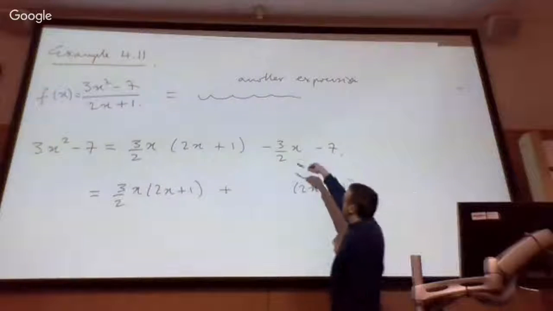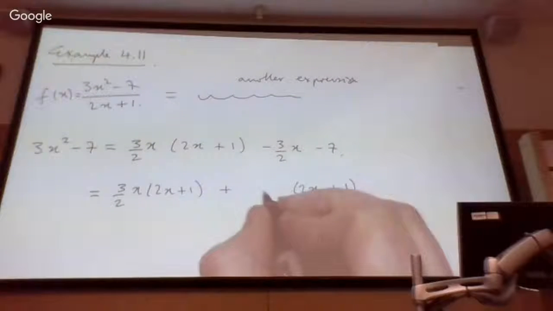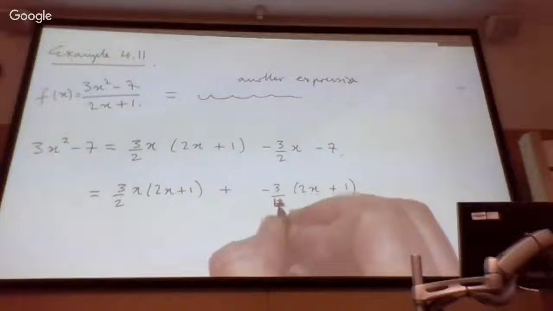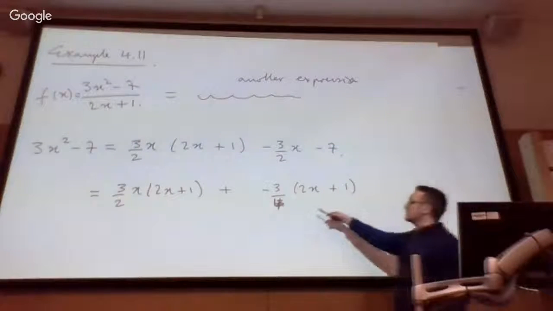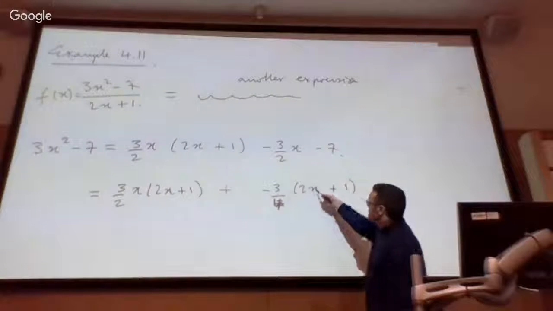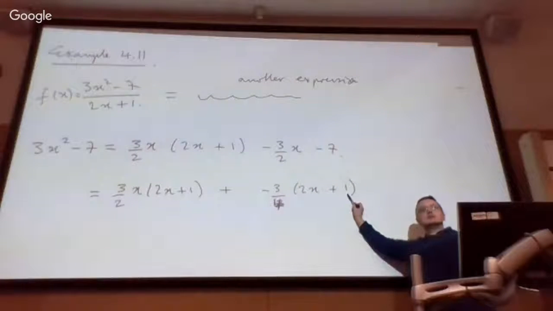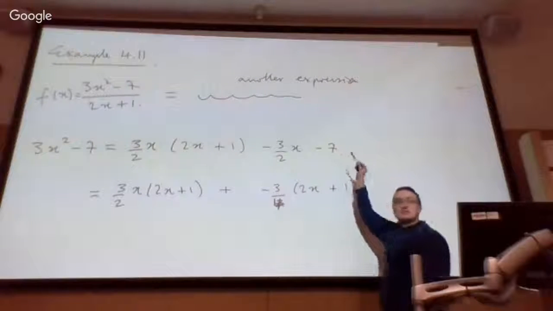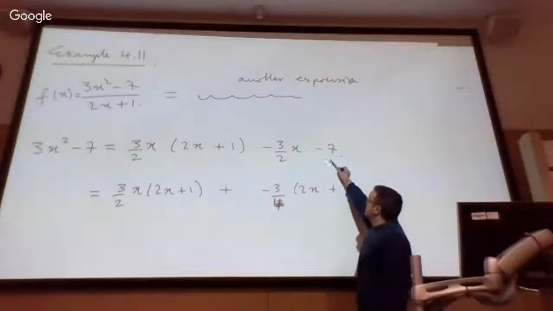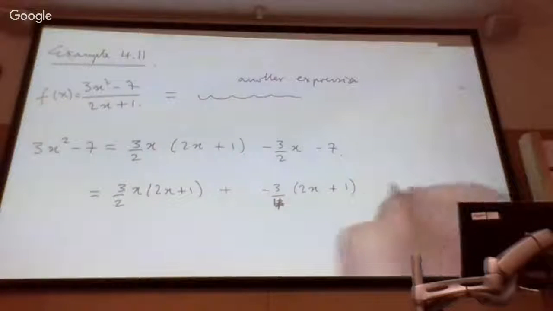Well, how do you get minus 3 over 2x out of 2x? Well, you've got to multiply it by minus 3 over 2. No, minus 3 over 4. If you multiply this bracket by minus 3/4, the 2 cancels, you get minus 3 over 2x. Good. That gives you this part. Of course, it also gives you minus 3/4. But what we really want is minus 7. Minus 7 is what? Minus 28/4. We've only generated minus 3/4. So we need an extra minus 25/4.